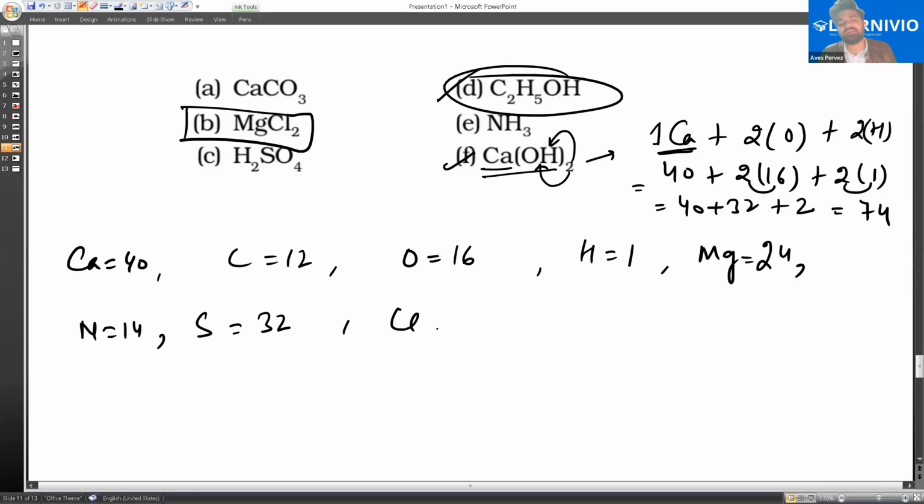And the chlorine mass is 35.5. Please find out the mass of this one. Mass of C2H5OH. Have you calculated the mass of C2H5OH? Any one of you? Sarah? No, sir. Show me your copy. Send me the photo. Let me check whether you are writing or not.